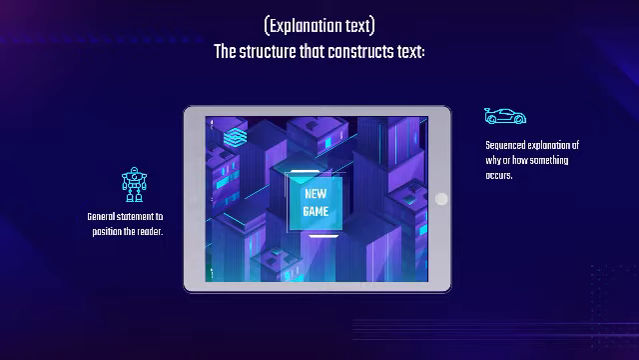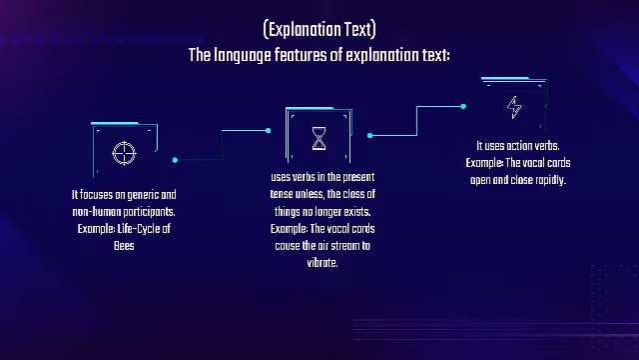In explanation text, the structure that construct text are general statements to position the reader and sequenced explanation of why or how something occurs. The language feature of explanation text are 1. It focuses on generic and non-human participants. For example, life cycle of bees.